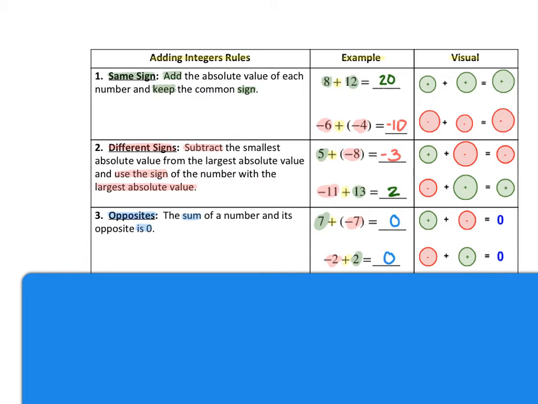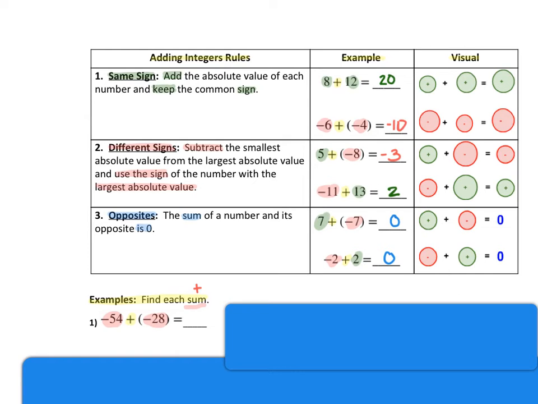So visually, whenever you're adding two numbers that are the same size, but the only difference is that they have different signs, when you add them together, they'll give you 0. Let's do a few examples now where you're asked to add integers.